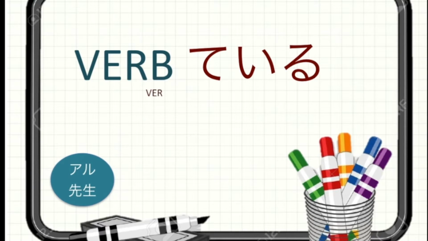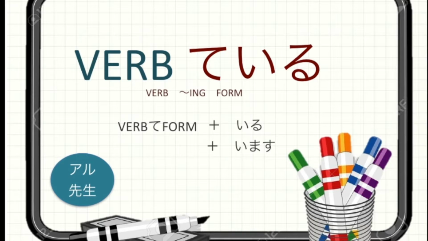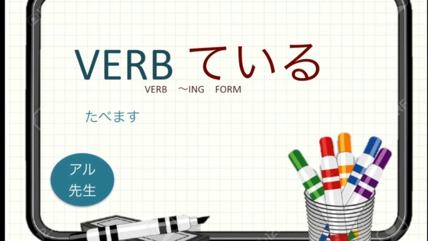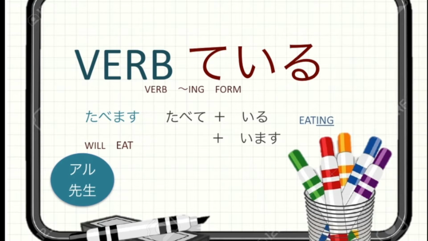Today we will learn about verb te iru. Verb te iru is a verb-ing form in English. We form this by adding the word iru or imasu to the te form of the verb. Iru is in casual form and imasu is in polite or long form. For example, the word tabemasu, its te form is tabete. If we add iru or imasu, it becomes a verb-ing form, which is eating. Will eat becomes eating.